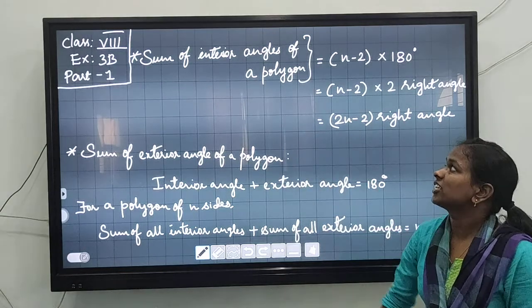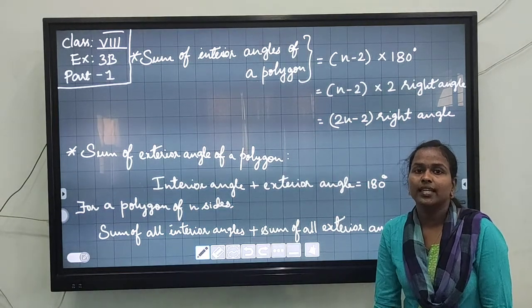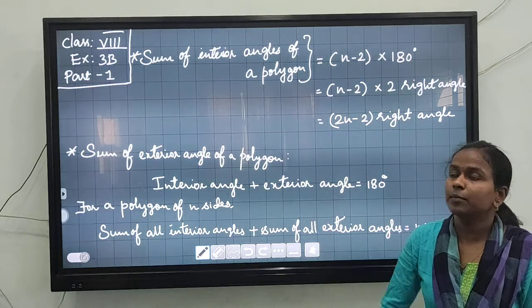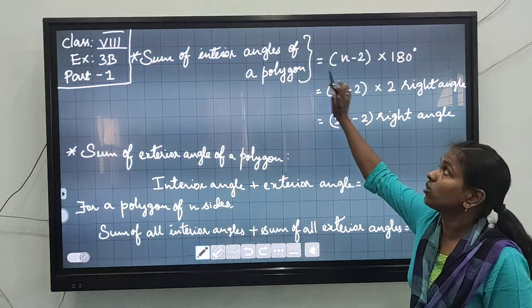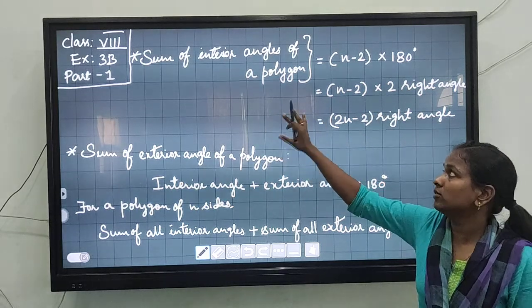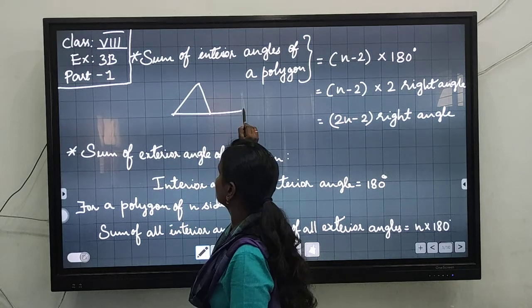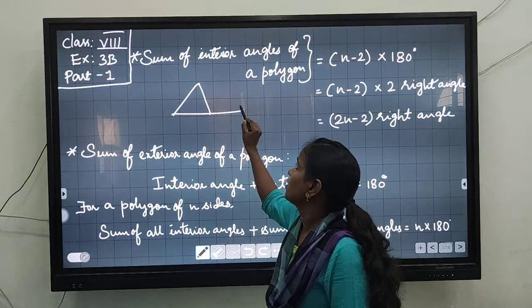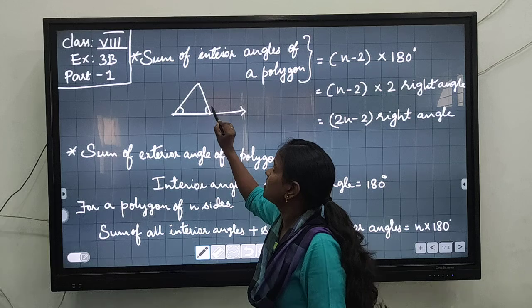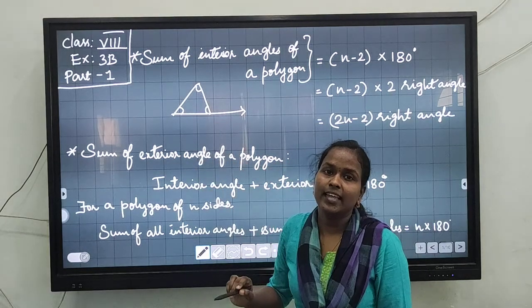So first one, sum of interior angles of a polygon. What is meant by interior? In the last class I told you, interior means interior angles of a polygon. That means the angles which are coming inside the polygon are called interior angles. For example, I draw one figure here like this. See, these angles are coming inside. So these angles are called interior angles.